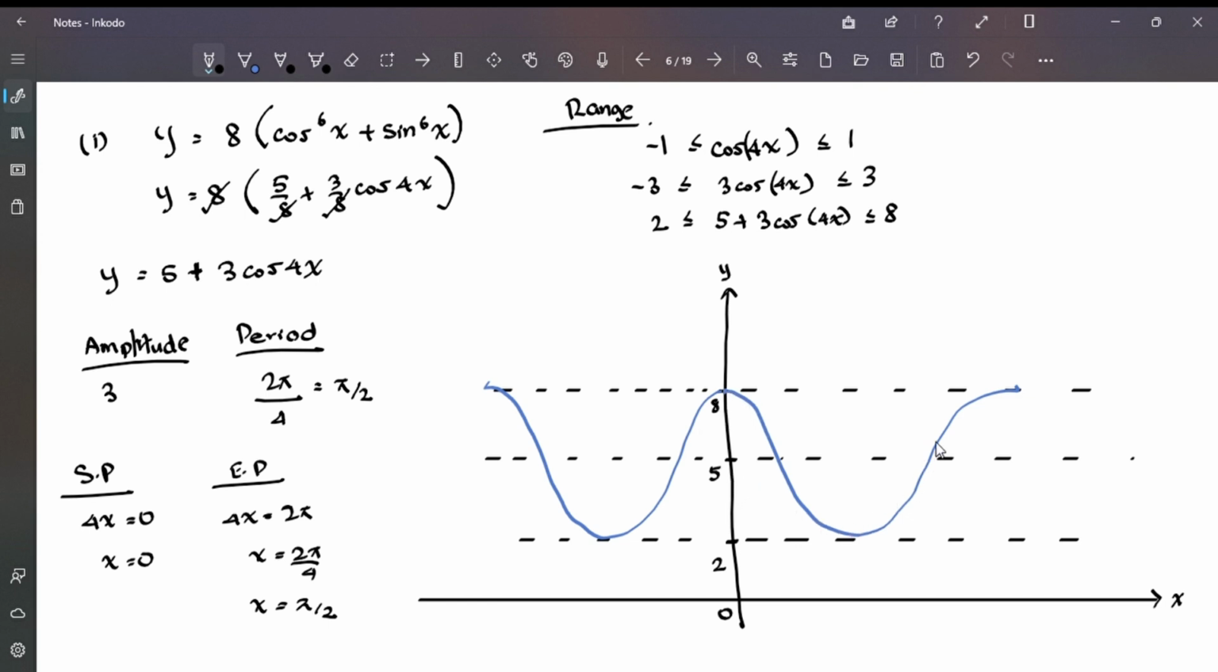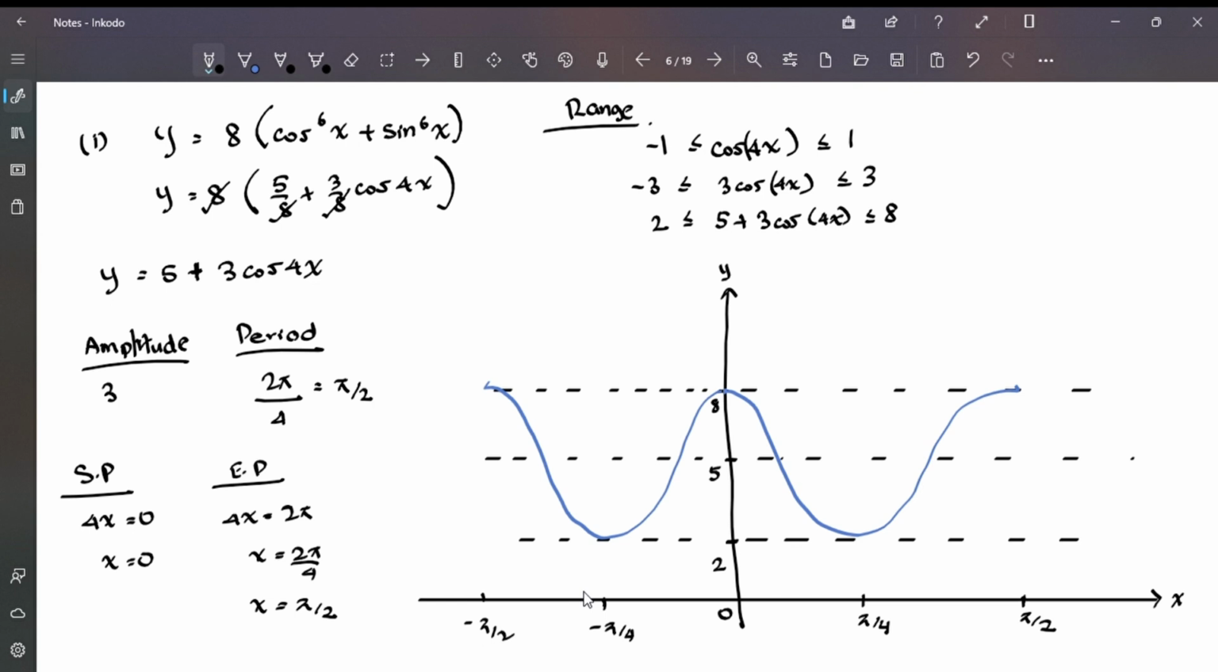Okay. I'm not going to put a lot of details in the graph, but from here to here is one wave. One wave is basically period. So if you extend this line here, this is going to be pi over 2. Half of that is here. So if you extend here, this should be pi over 4. From here to here, this is going to be minus pi over 2. Here this should be minus pi over 4.